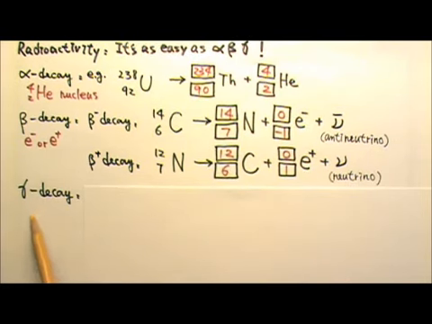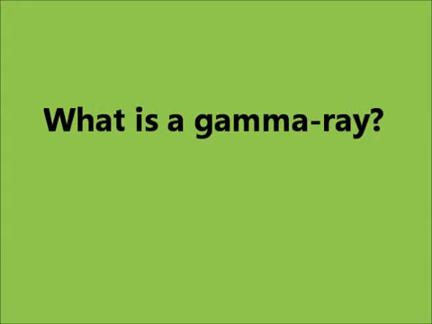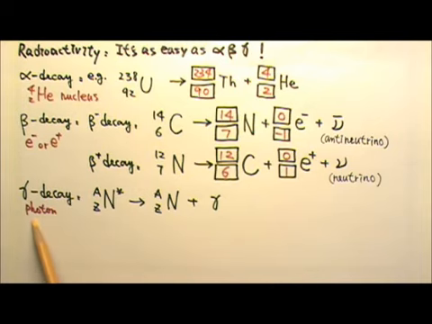The last one here is the gamma decay. Do you remember what gamma ray is? Gamma rays are high-energy photons. A gamma ray photon is given off when an excited nucleus undergoes energy level transition to a lower energy state or to the ground state.